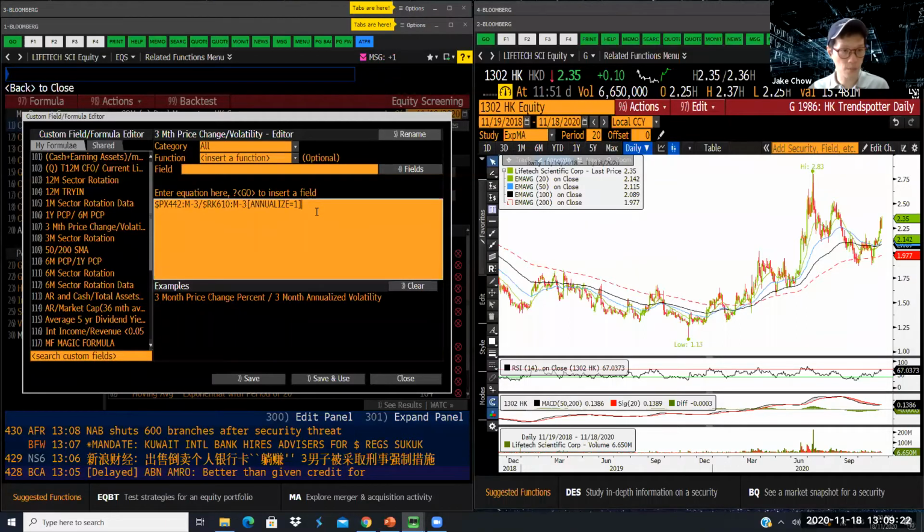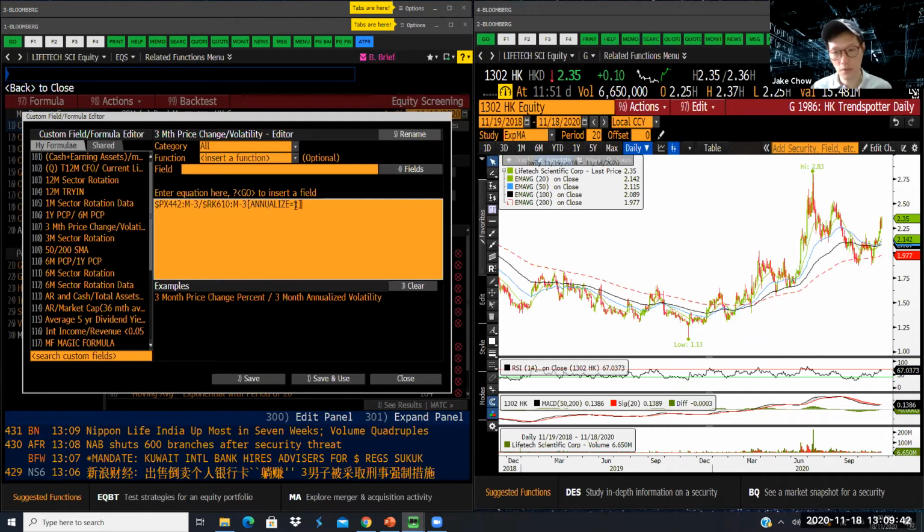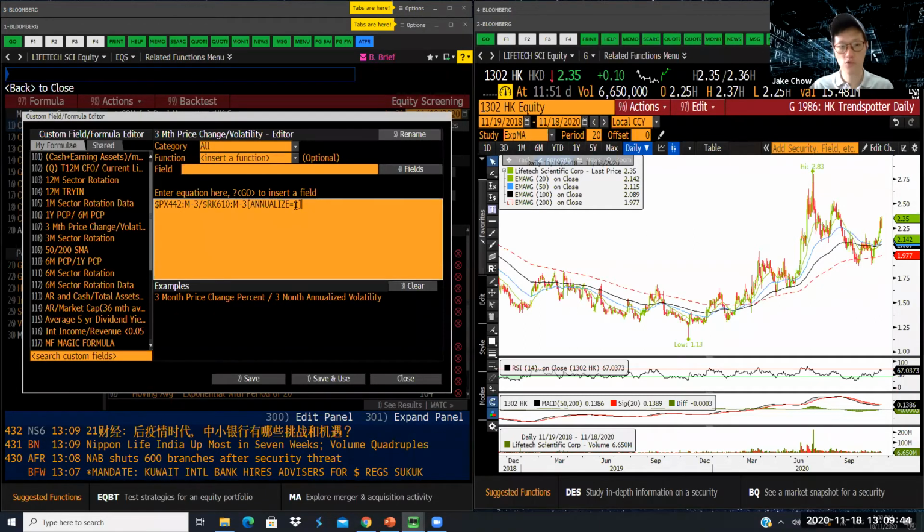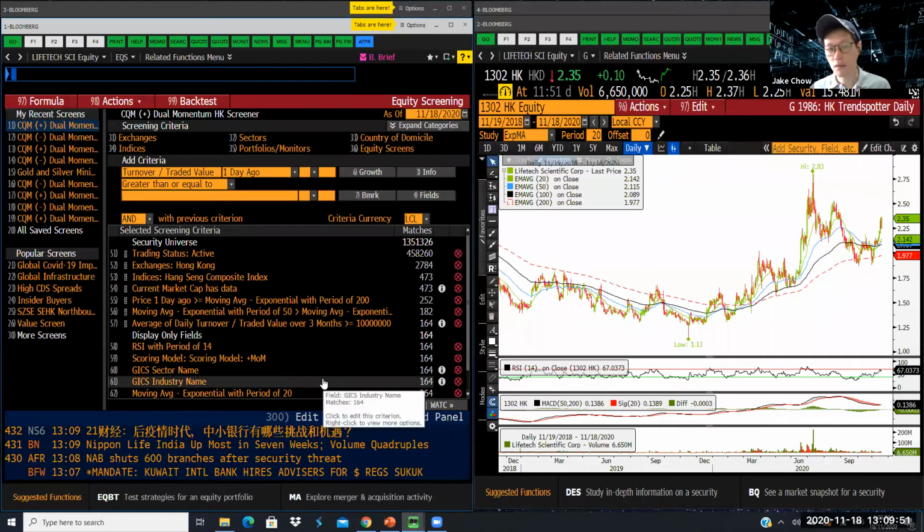Let's say for example, looking at this, I've got a customized formula: 3 months price change in percentage, divided by your annualized volatility, your 3 months volatility. This contains some of the field names that they will draw the data from within Bloomberg. So there are many different things you can do on Bloomberg.